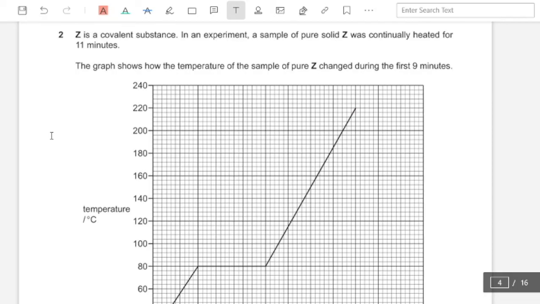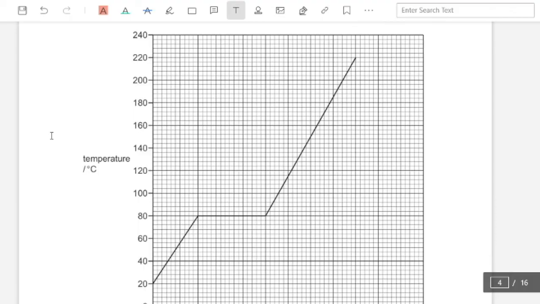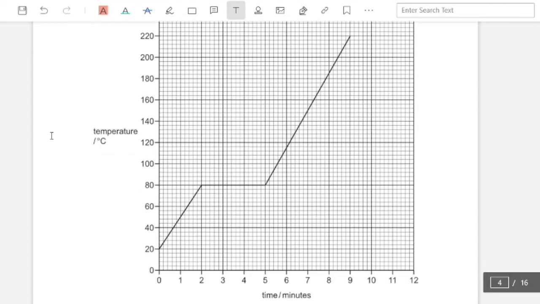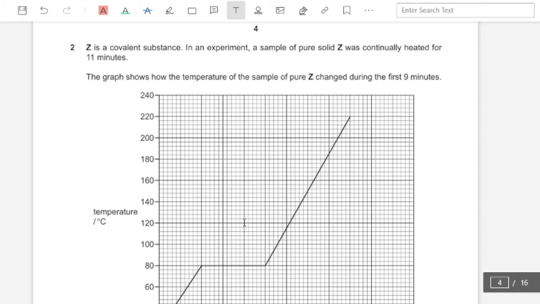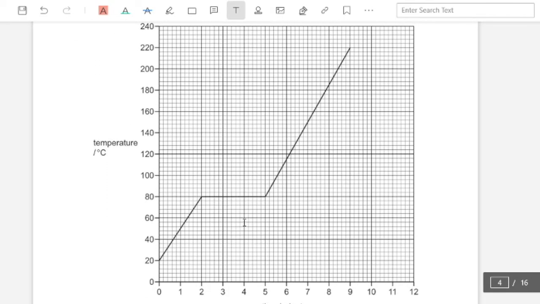The graph shows how the temperature of the sample of pure Z changed during the first 9 minutes. Okay, so this is a heating curve, meaning that it shows us how the temperature of a substance changes over a period of time when it is heated. So, I want to first describe what each of the slopes and lines mean.